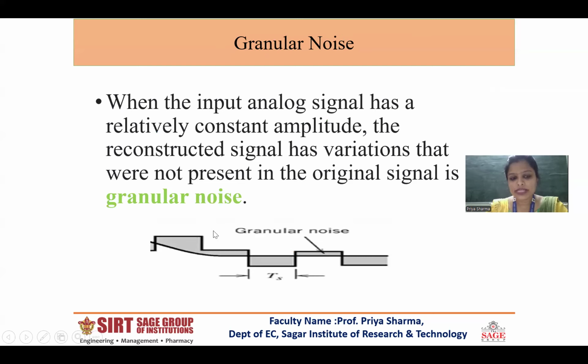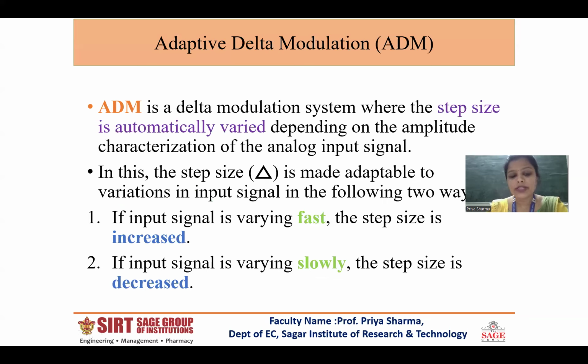What is granular noise? It occurs if the message signal or the modulating signal is of constant amplitude. When the input analog signal has a relatively constant amplitude, the reconstructed signal has variations that were not present in the original signal. So the step size will be read like this, and the granular noise will be injected into our modulated signal. These two drawbacks or disadvantages are overcome by using adaptive delta modulation.